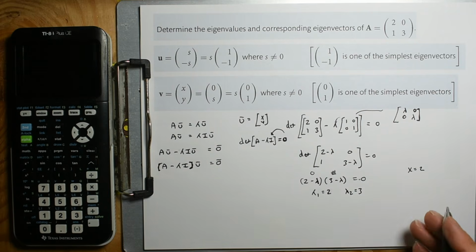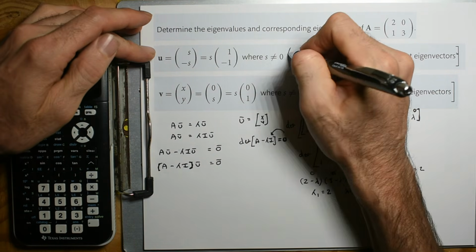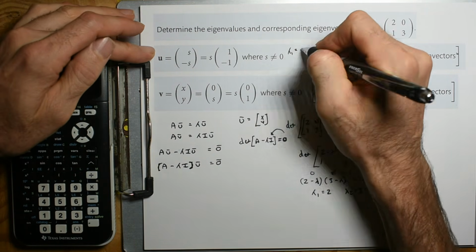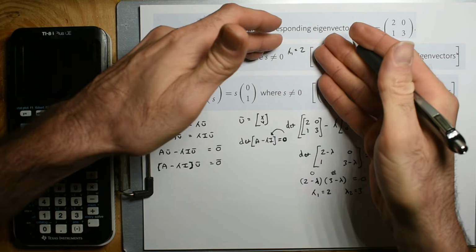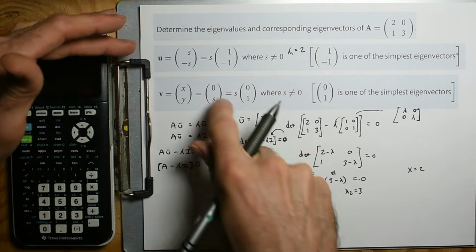Cool. All right, so now we're going to do this. This is when that scalar is going to be 2. The first scalar is equal to 2. The first eigenvalue is equal to 2. Now let's find the eigenvector.